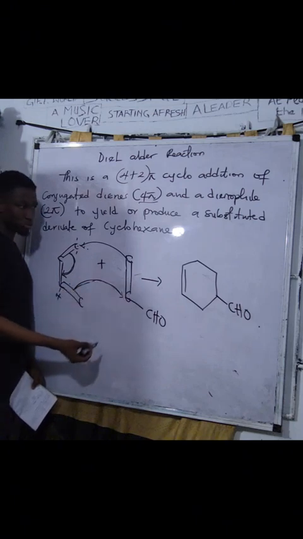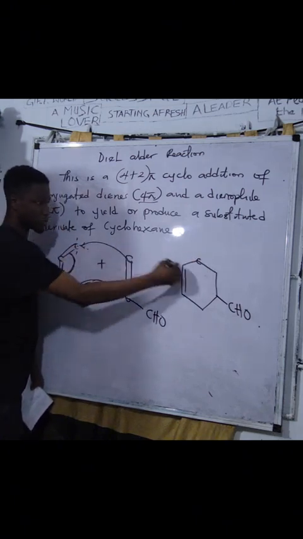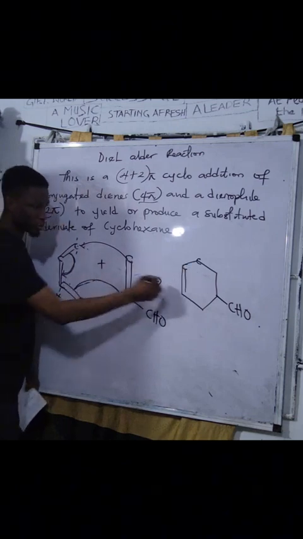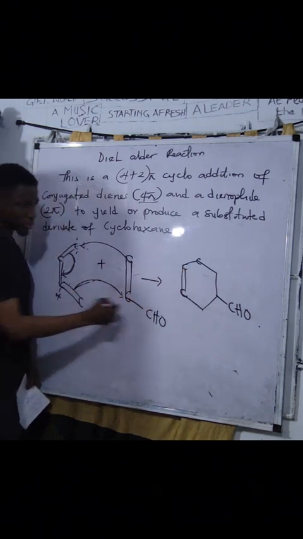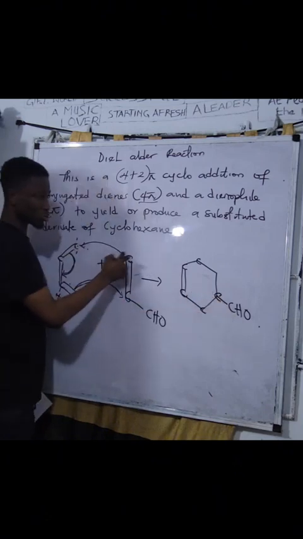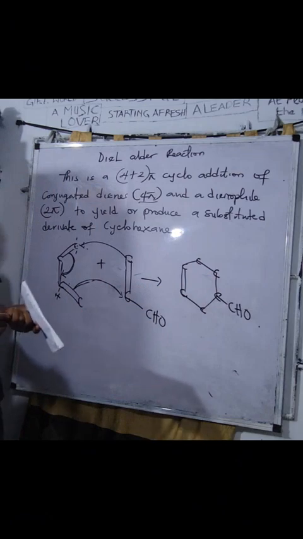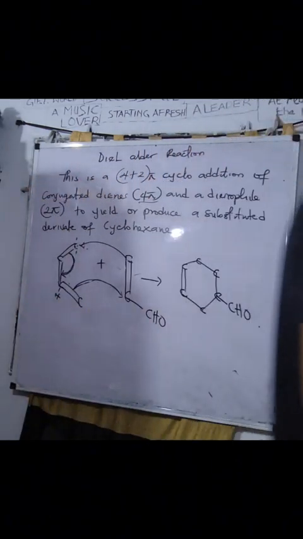So this is the first carbon that is here. The second carbon here is this one. The third carbon here is this one. This carbon here is this one. This one that is bonded to is this one. This one that is up is this one. So how is that not understandable?